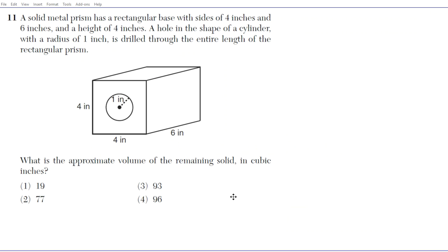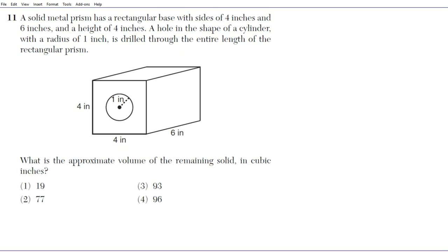It reads, a solid metal prism has a rectangular base with sides of 4 inches and 6 inches and a height of 4 inches. A hole in the shape of a cylinder with a radius of 1 inch is drilled through the entire length of the rectangular prism. Question: what is the approximate volume of the remaining solid in cubic inches? Okay, so we have the figure provided for us here.